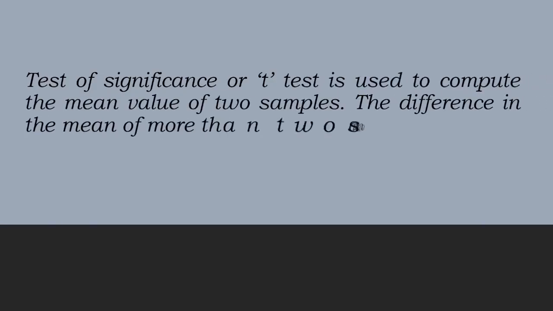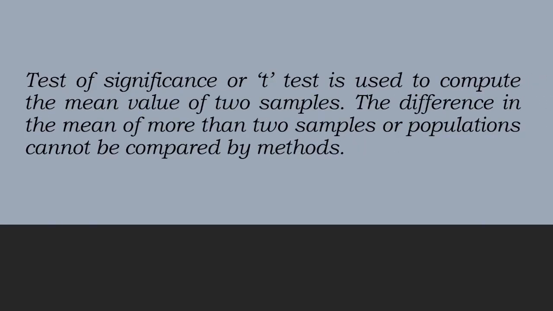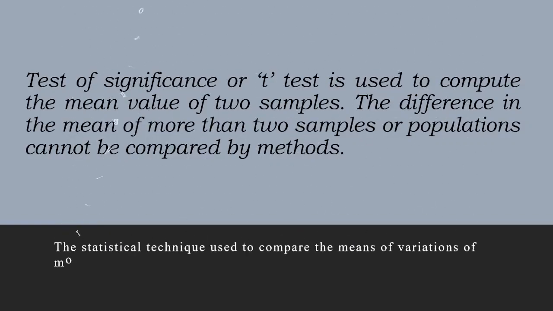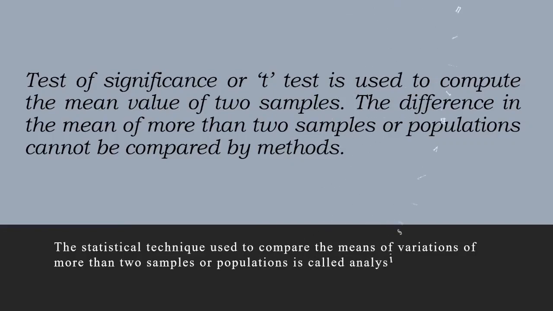Now, as we see, the test of significance, or the t-test, is used to compute the mean value of two samples. We also need to understand that the difference in the means of more than two samples or populations cannot be compared by the same method. So, instead, we can use a statistical technique to compare the means of more than two samples or a population, which is also known as analysis of variance, which means Anova.